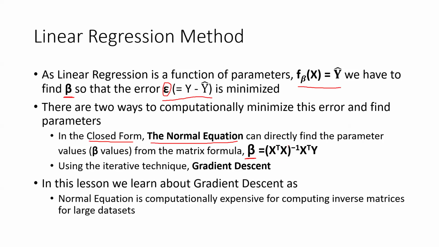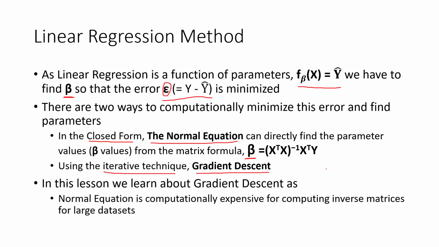So when you have a lot of parameters, this would not be easy, right? Because of that, the normal equation in the closed form can be used, but it is not practically used, right? So instead, we are using the iterative technique known as the gradient descent in most of the cases, right?